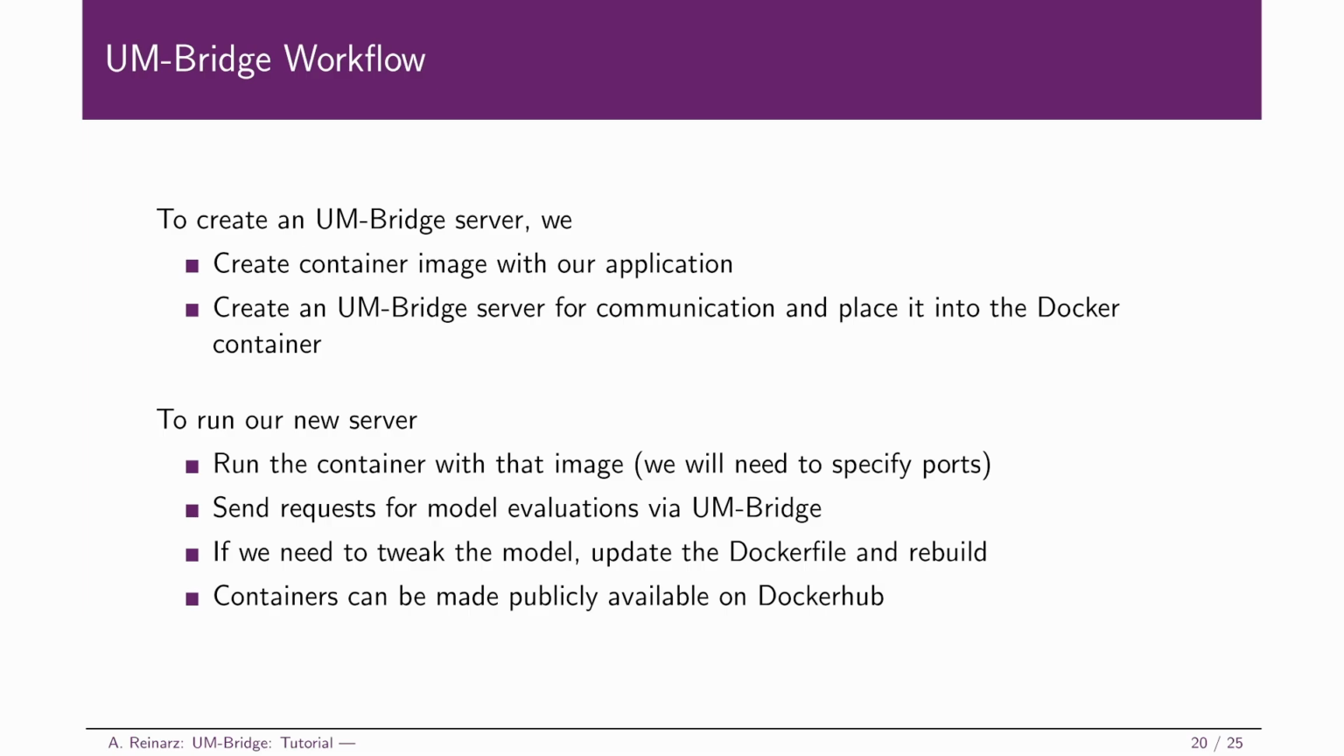And now we can just run this. Again, we need to specify ports. And then when we call it, of course, we need to use the same port that we've used. So we have some conventional numbers that we always use, which makes this a bit easier to remember. But of course, you're free to use any unused port on your system. And now you can request model evaluations from your container image the same way as we've been doing. If you need to tweak the model, you update your Dockerfile and you rebuild it. So that's an important step, is that you also rebuild.